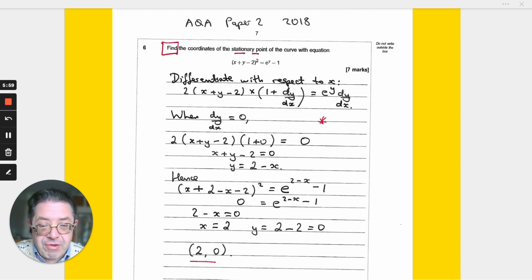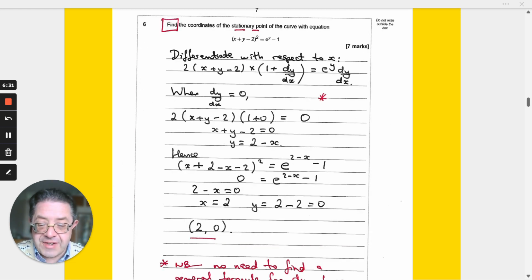On the right, e to the y differentiates to e to the y times dy/dx. Now, I could rearrange to find dy/dx, but I don't need to. I can substitute in dy/dx is 0, and that gives me 2 times (x + y - 2) equals 0, so y equals 2 take x. If I substitute that back into the original expression and solve, that gives me x is 2 and y is 2 take 2, which is 0. So the stationary point is at (2, 0).